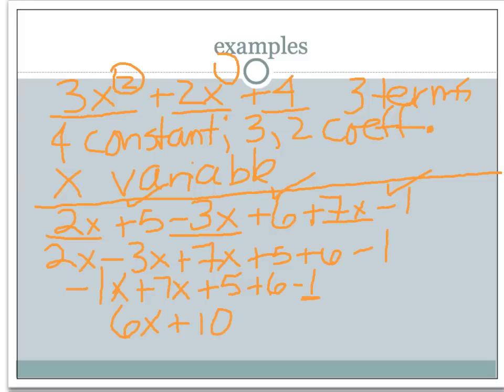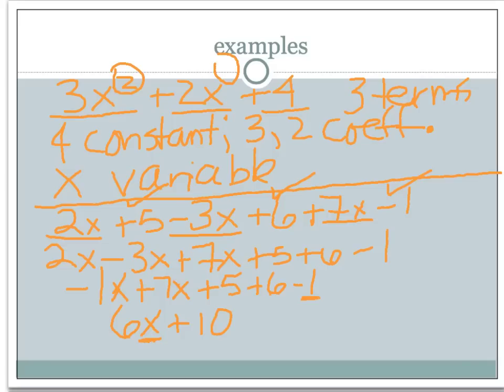I cannot combine 6x plus 10 to get 16x, because if you think about it, if I say x stands for bags of books, I have 6 bags of books plus 10 other books. That does not mean I have 16 bags of books. So that example is done.